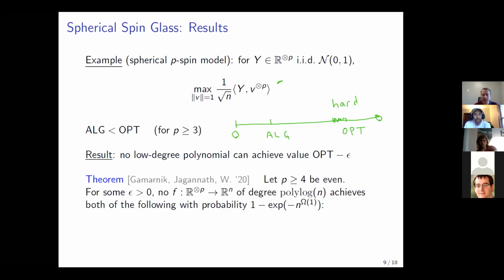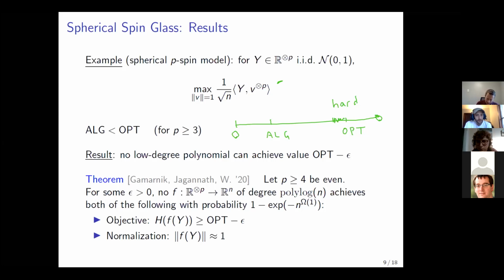To more formally state this, I need to define what exactly it means for a low-degree polynomial to optimize this function. These two bullet points define what it means to succeed. This objective function, I'm going to call h of v. This is the thing you want to maximize. For a polynomial to succeed, we'd like these two criteria. First of all, the objective value applied to the polynomial's output needs to be good. Remember, this is a polynomial that takes in the whole tensor, the whole y, this input, and it's trying to output this vector v, a good solution v. You want v to achieve a good value, and you also want v to be normalized correctly as required by the problem.